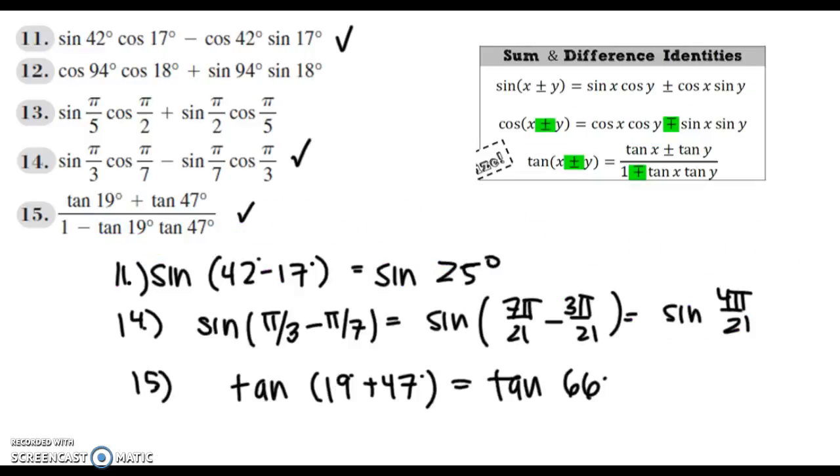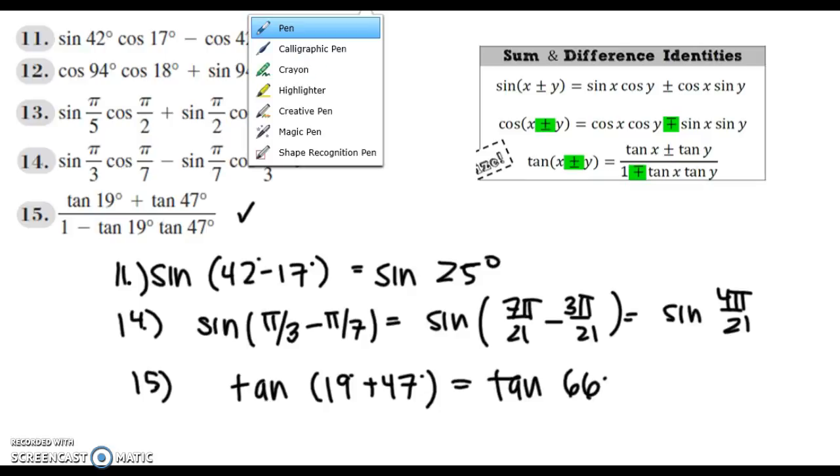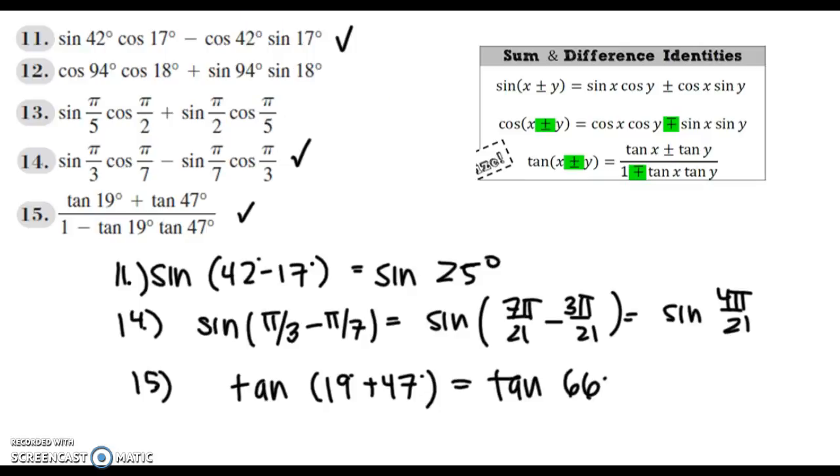11, 14, and 15 were like example 2 from your notes. So it was the idea of you needed to recognize which sum and difference identity it was. And tell me what we started with. So this was sine with subtraction, sine and cosine, cosine and sine. So if we recognize it was the sine one, with subtraction meant that you were subtracting the two.